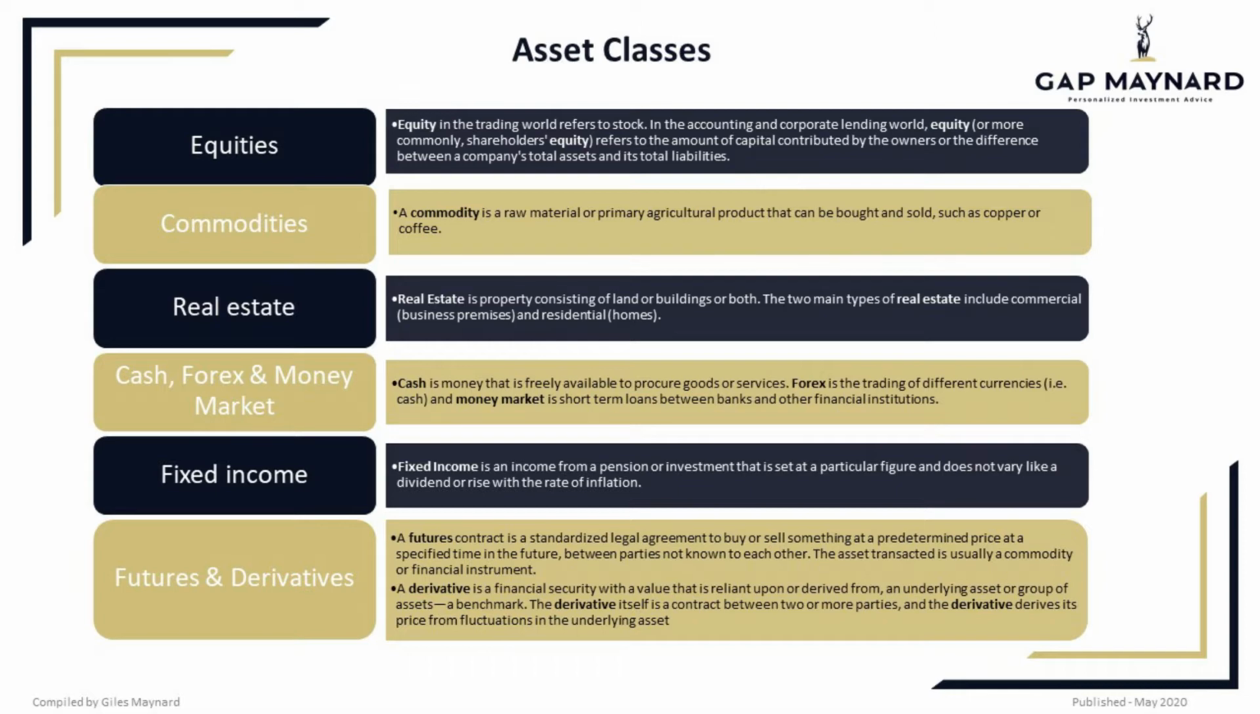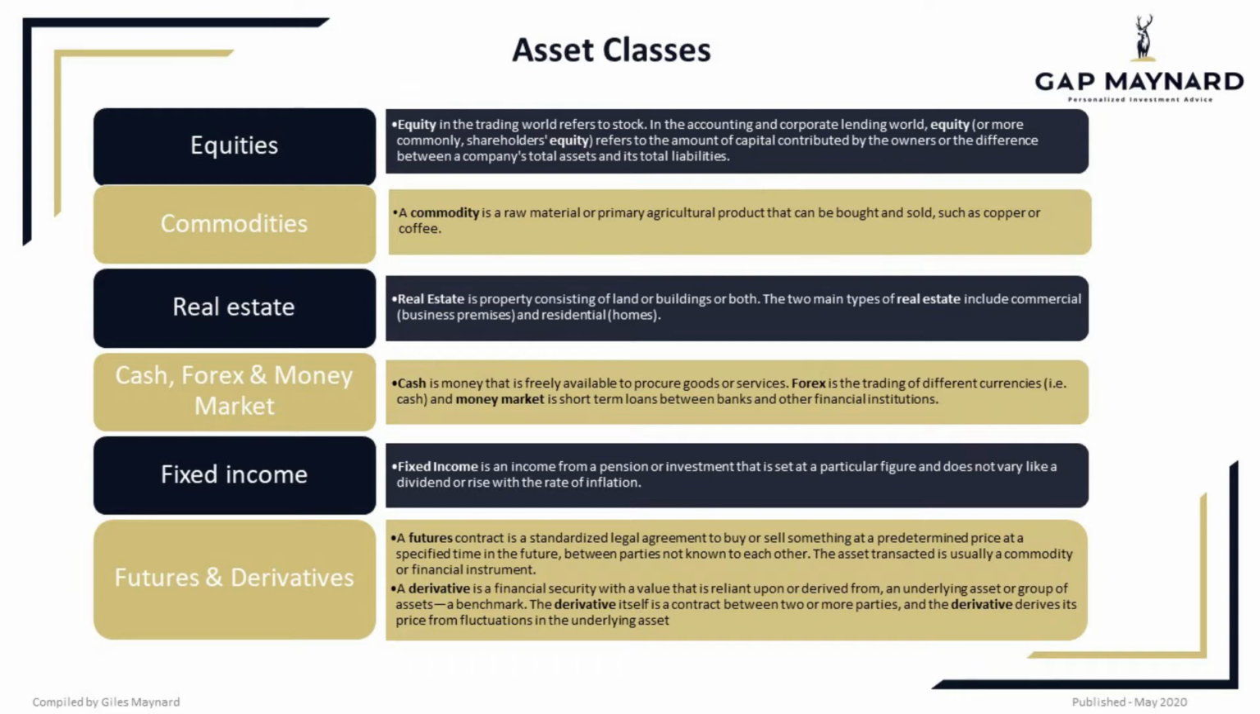The next asset class to consider is commodities. A commodity is a raw material or primary agricultural product that can be bought and sold, such as copper or coffee. Other things, you get corn, maize, soybeans, gold, silver, ferrochrome, all kinds of things fall into the commodities category. We'll talk more about that when we get down to futures.